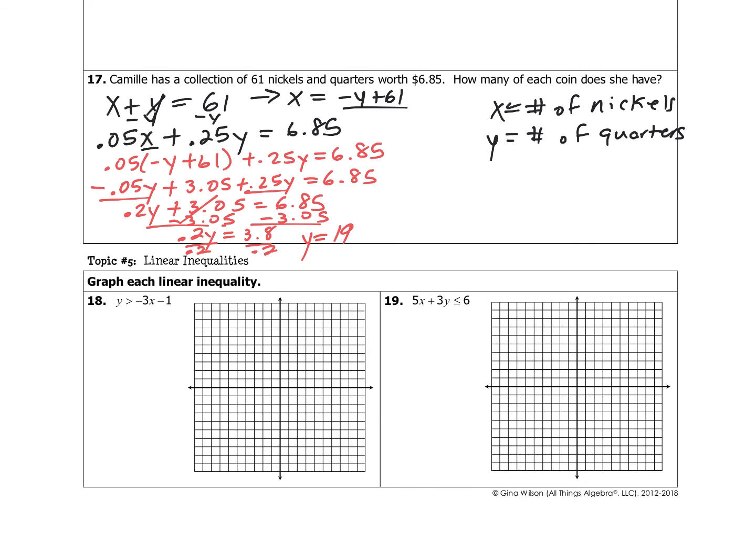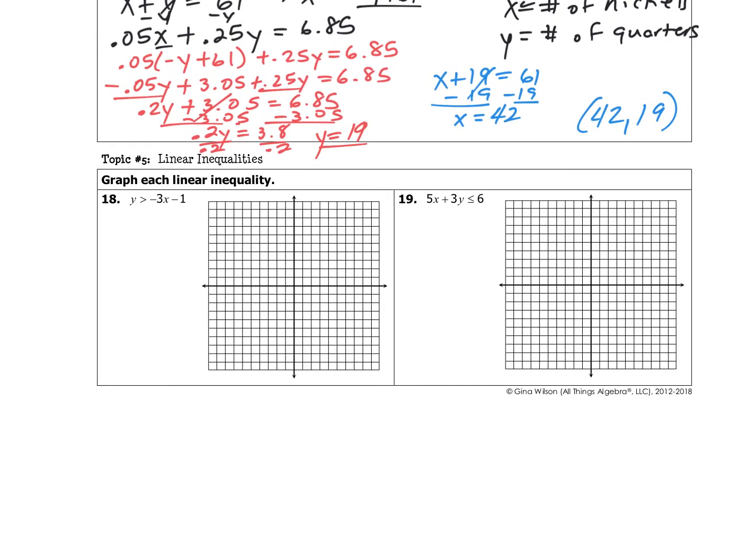Once you have what y equals, take it and substitute it back into the original equation. So x plus 19 equals 61. Subtract 19 from both sides. And x equals 42. So there were 42 nickels and 19 quarters. All right, moving on. Topic 5.